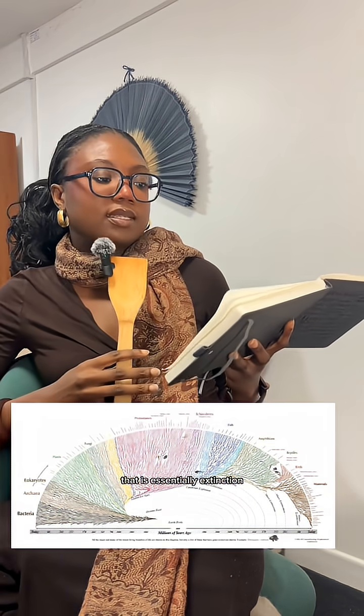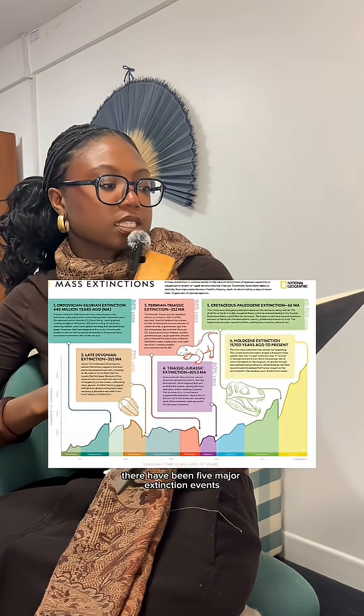In terms of what happens when branches of evolution die, that is essentially extinction. And an extinction event can be defined as a widespread, rapid decrease in biodiversity on Earth. According to researchers in the American Museum of Natural History, there have been 5 major extinction events. The names are incredibly difficult, so I won't go through all of them, but the very first one was the Ordovician-Silurian, which happened 400 million years ago.